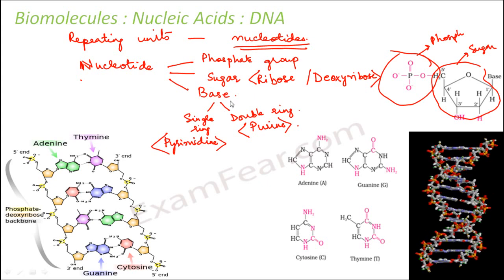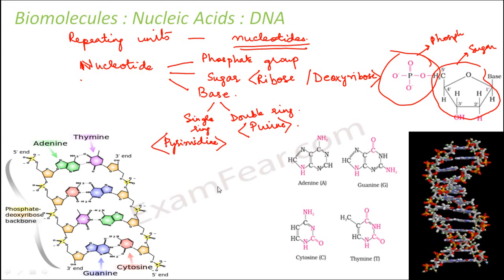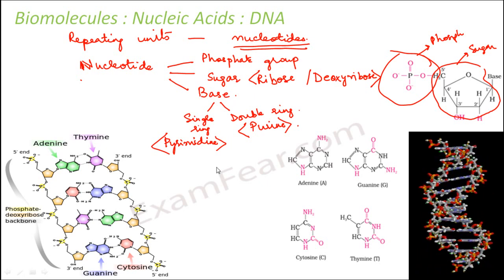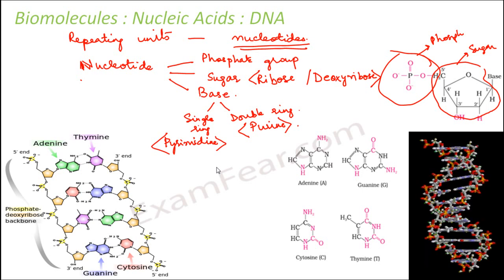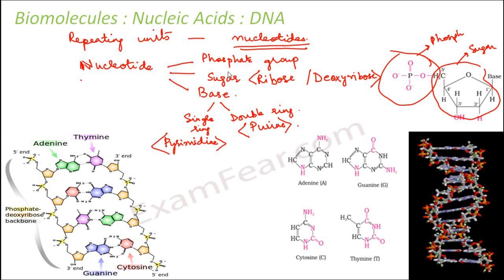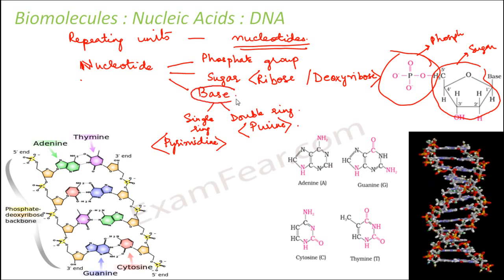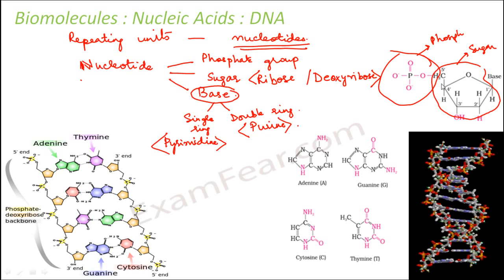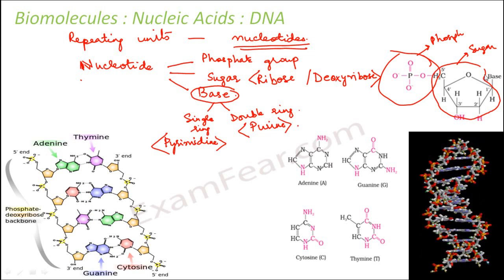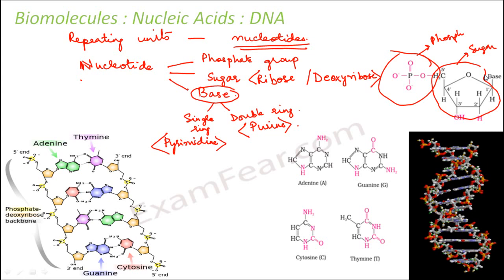Now what are the various bases that we see? We will look at their examples when we talk about them in detail. Now the base changes when we talk about DNA and RNA. It is just the base which is different. Otherwise the phosphate group and the sugar part remain, even that changes. The sugar part also changes.